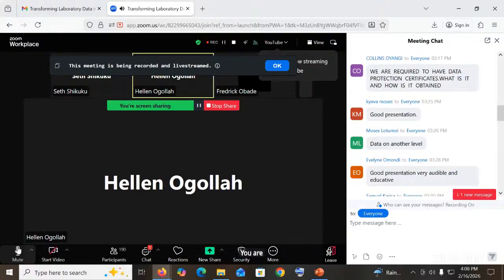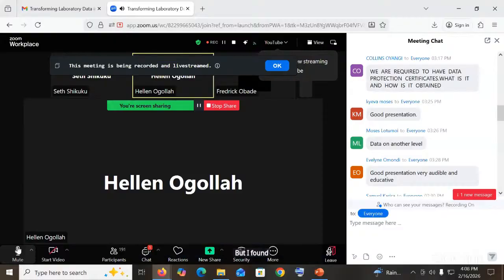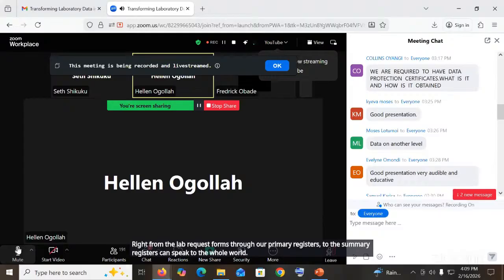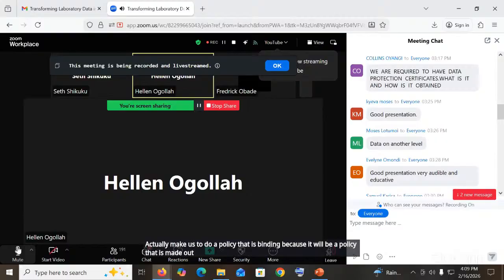You are giving examples on sugars, you are giving examples on, name it, the lab tests that we are conducting always. It means the data that you are having in the lab, right from the lab request forms, through our primary registers to the summary registers, can speak to the whole world, actually make us to do a policy that is binding, because it will be a policy that is made out of research, out of data. It is not just a policy that we see, wake up in the morning and feel that today we want to change this policy without any reason.